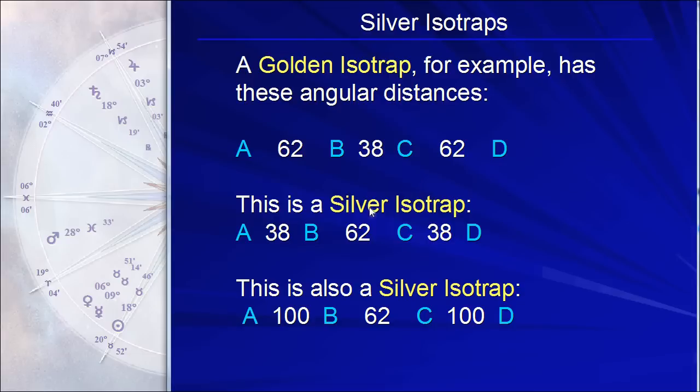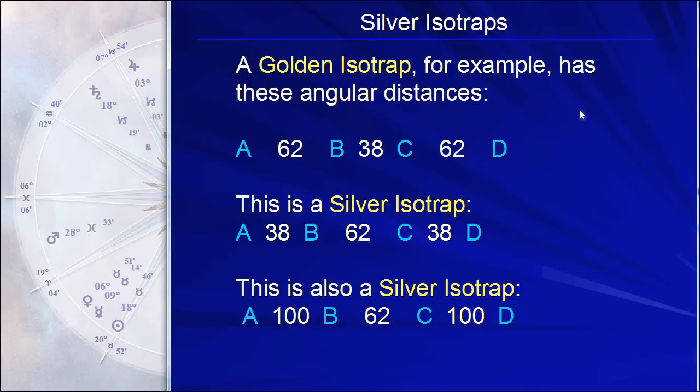There's also what we call silver isotraps. There's 2 kinds. One where you have an isotrap and B is at the golden mean of A and C, and C is at the golden mean of B and D, but you only have those 2 midpoints. So this has like a wider base. It's closer to being a rectangle. This has the narrow base, the sides are long, and it creates the golden mean isotrap.